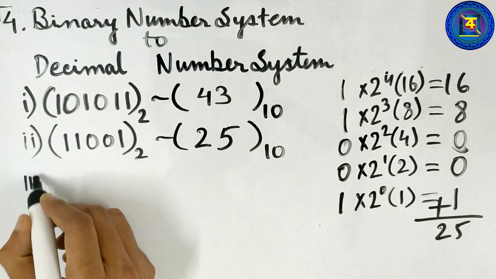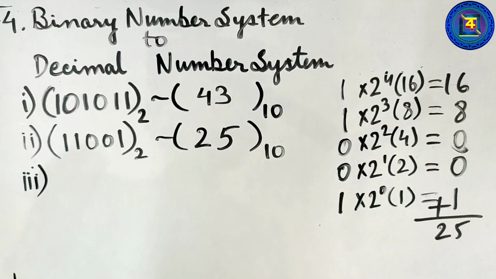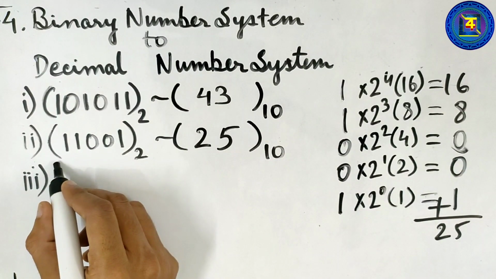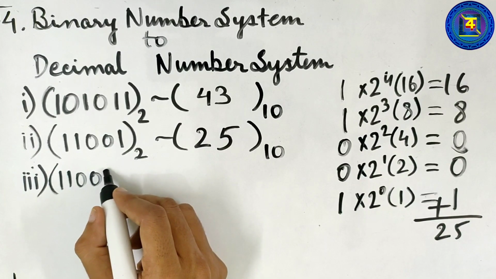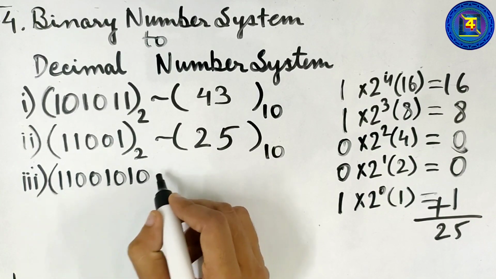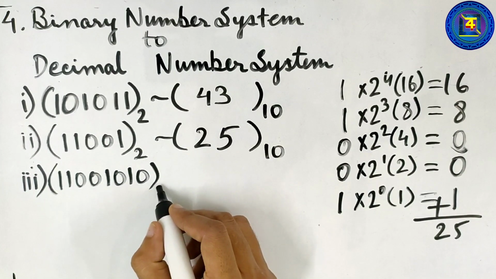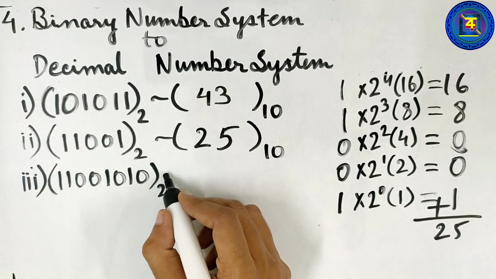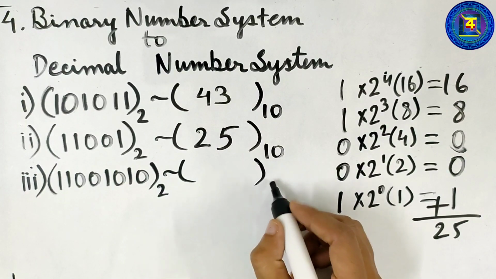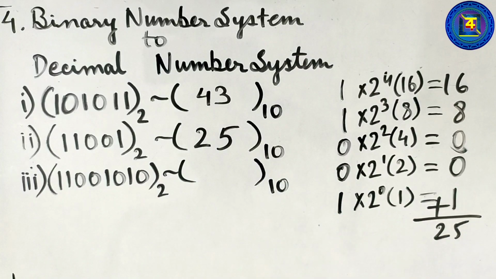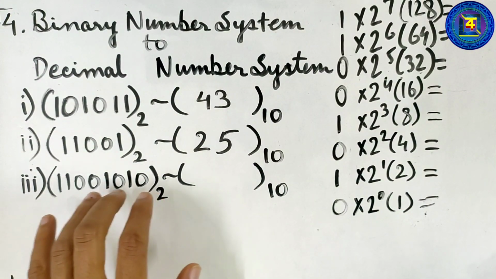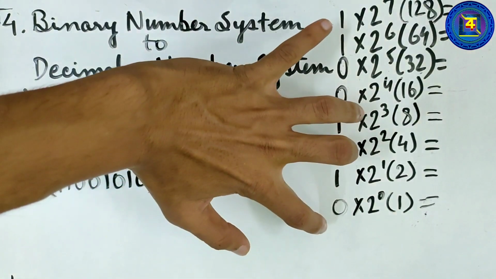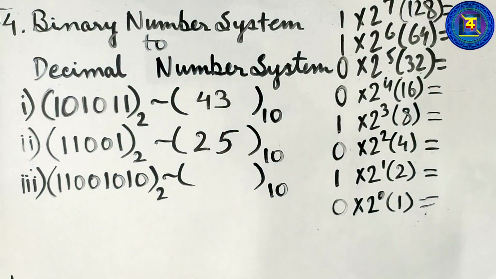Next, the third question, we are going to use the number 11001010. I'm taking a bit lengthier number, which is in base 2 and will be converted into the decimal number system. We have these values in horizontal, which have been converted into vertical format, and let us solve it.